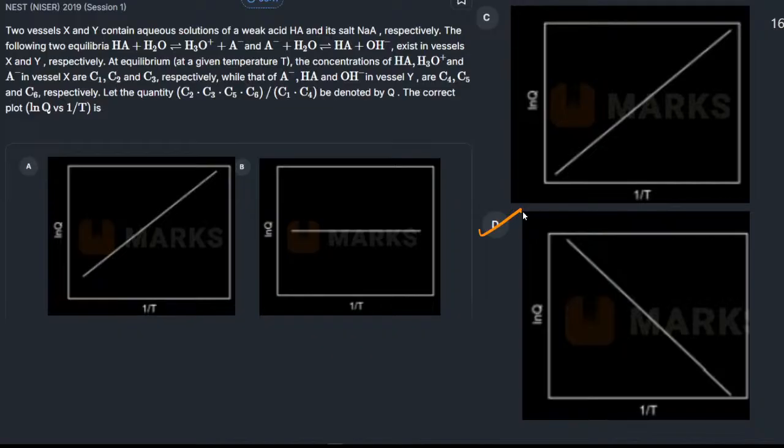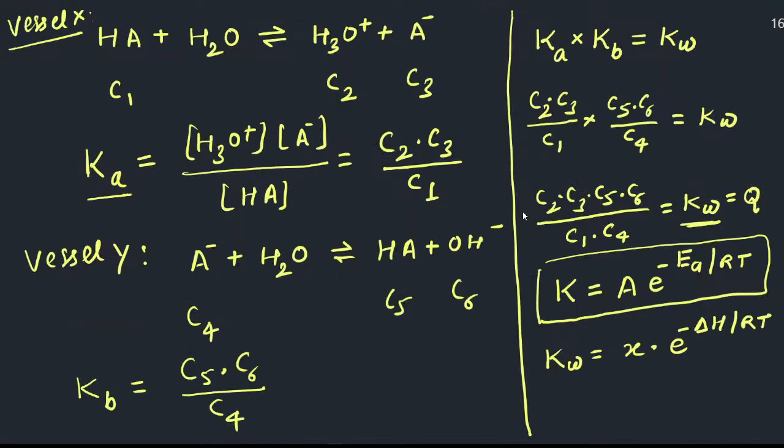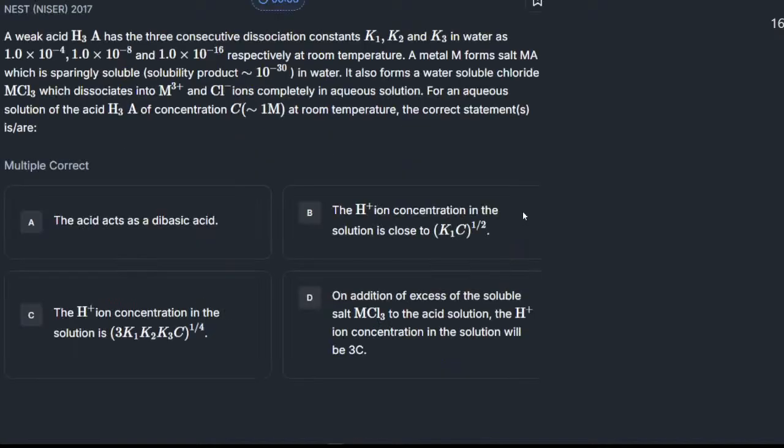Anyway, you know that whenever temperature increases, the dissociation constant increases. So natural log of Q versus 1 upon T is decreasing. As 1 upon T increases, that means T is decreasing, so natural log of Q also decreases linearly. Option D is correct.